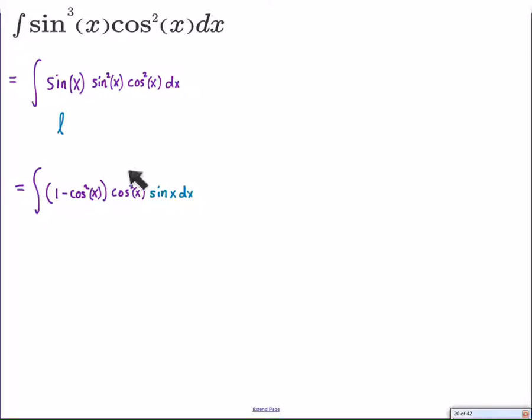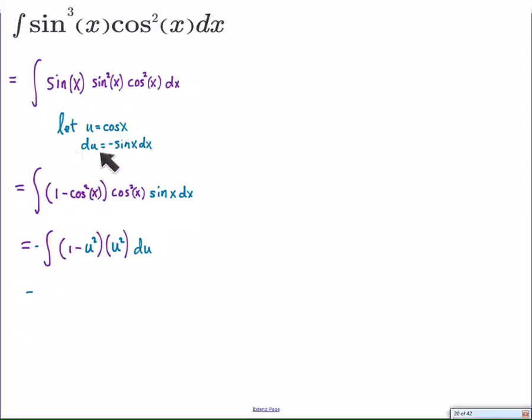Well, as you can see, now I have everything in terms of cosines right here, and the derivative of the cosine is the sine of x, so now I can actually let u be the cosine. Therefore, du is the opposite of the sine of x dx. Now I'm going to put in the negative 1 times the sine of x dx, which is going to become my du. And then we're going to have 1 minus u squared times u squared times du.